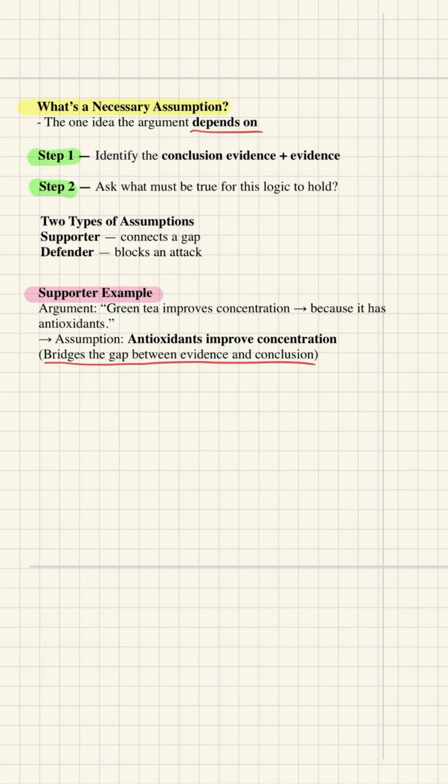Let's look at both. For a supporter assumption, imagine the argument says drinking green tea daily improves concentration because green tea contains antioxidants. For that logic to work, we're assuming antioxidants improve concentration. That's the missing link. It bridges the gap between the evidence and the conclusion.